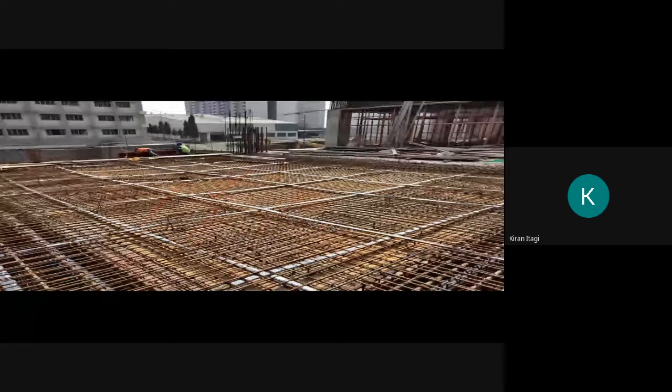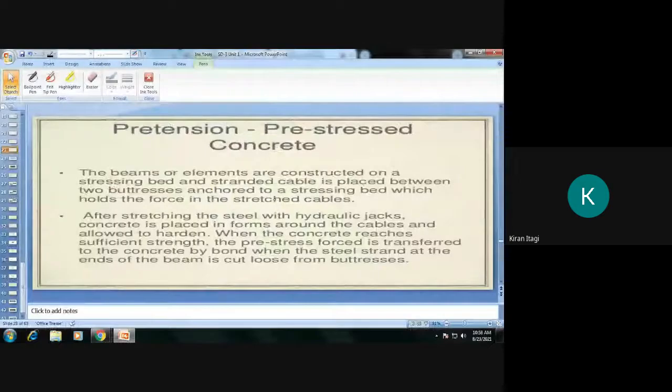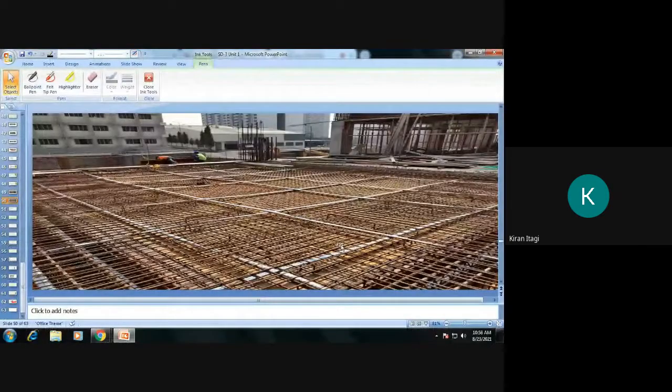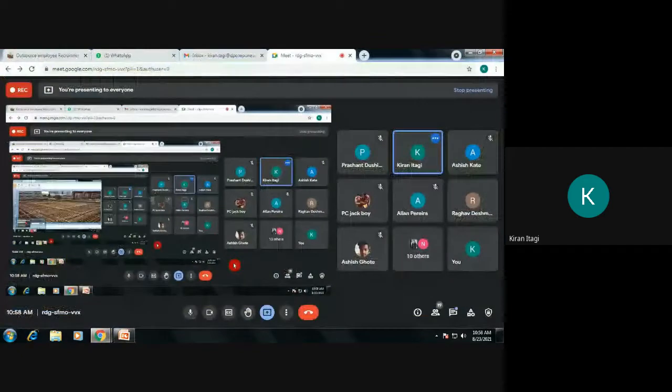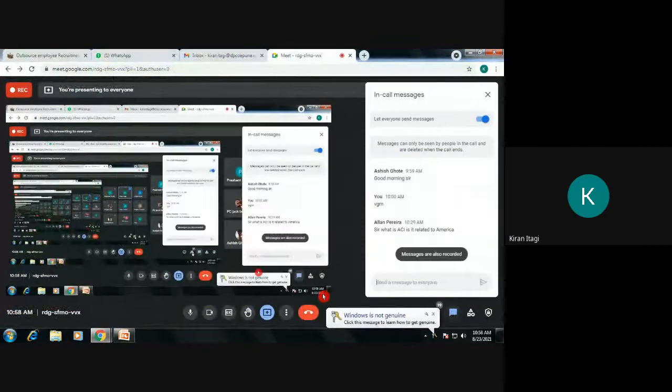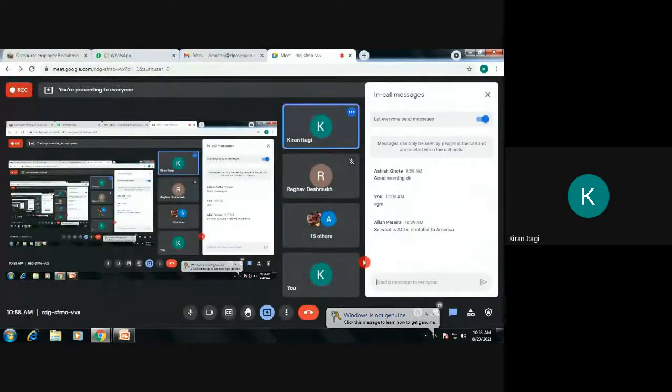So, what is the time? Okay. So, anybody having doubt in the theoretical part? Comment yes or no. Anybody having doubt in the theoretical part?